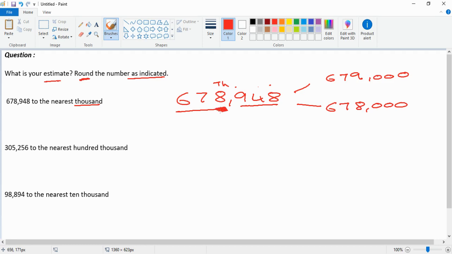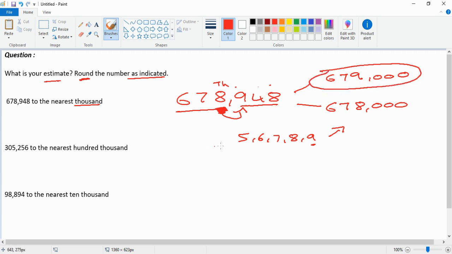We go back here, and we're rounding to the nearest thousand here. We look one place to the right, which is a 9. The rule is, if that's a 5, a 6, a 7, an 8, or a 9, and it is a 9, we round up. So we're going to change it, and we're going to round up. If it was a 4, a 3, a 2, a 1, or a 0, we would round down. Those are the steps to follow.